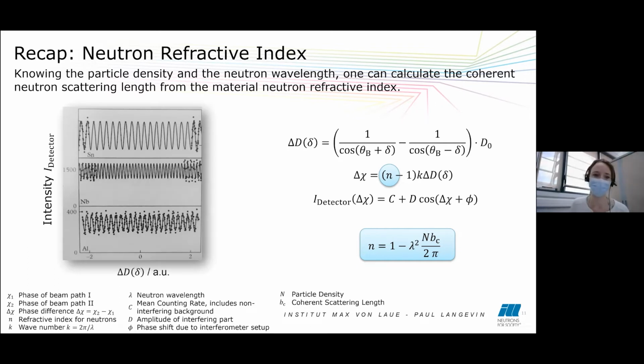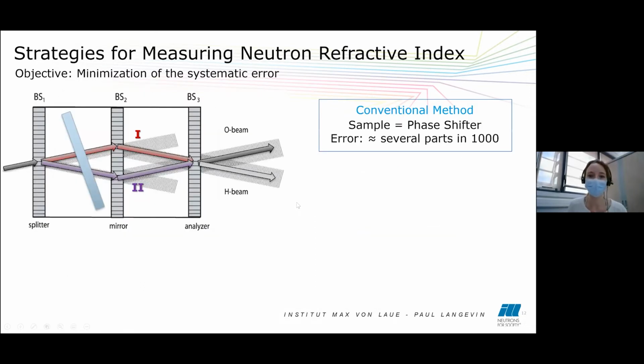So what is done is to record an interference pattern as a function of the path length difference between the two neutron beams by simply inserting a sample. So for example, we can take the sample instead of the phase shifter, and then from that, calculating the refractive index and knowing the number density or the particle density in the sample, we can then get the coherent scattering length of the nucleus we're interested in. And this very easy approach that I just described is done by changing this phase shifter for the sample, and it's called the conventional method.